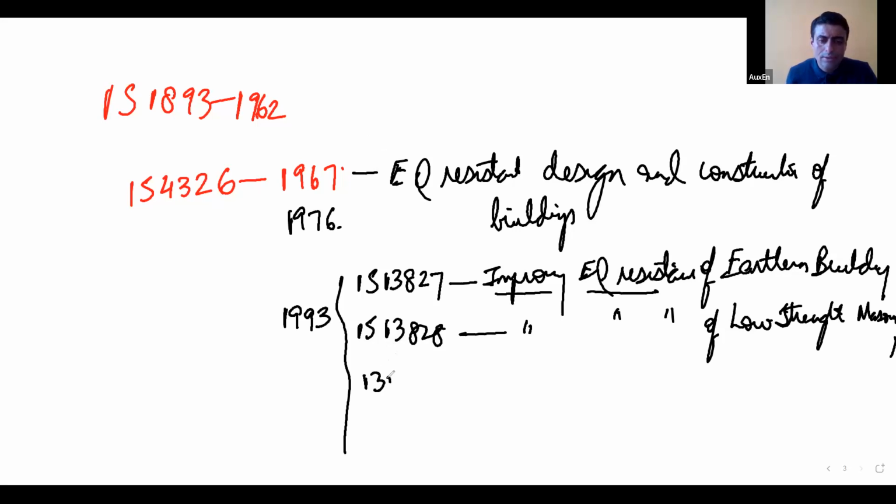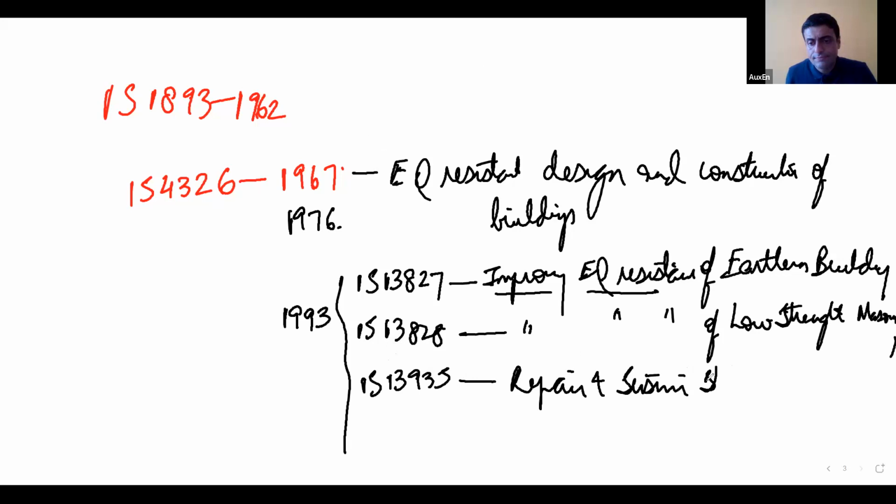Then you had the IS 13935. This talked about the repair and seismic strengthening of buildings. Okay. This talked about the repairs and seismic strengthening of buildings.